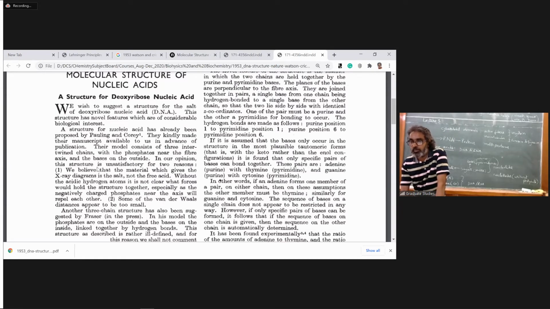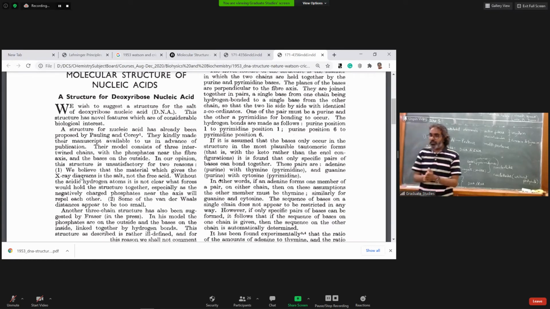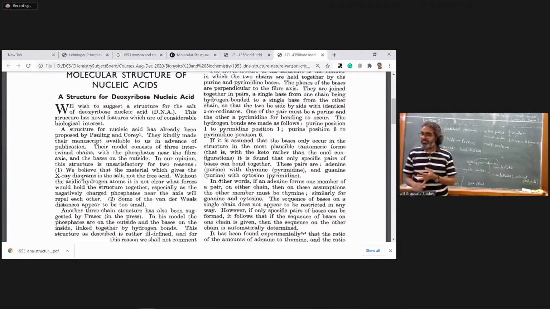"In our opinion, this structure is unsatisfactory for two reasons." Imagine, this is basically the audacity of the authors. One, they're taking a manuscript from friends that's not even published. Second, they're saying that it's not published, but it's even wrong. Amazing, no? We can't really do these kinds of tricks now. So their model consists of three intertwined chains with the phosphates near the fiber axis and bases on the outside. In our opinion, this structure is wrong for these reasons.